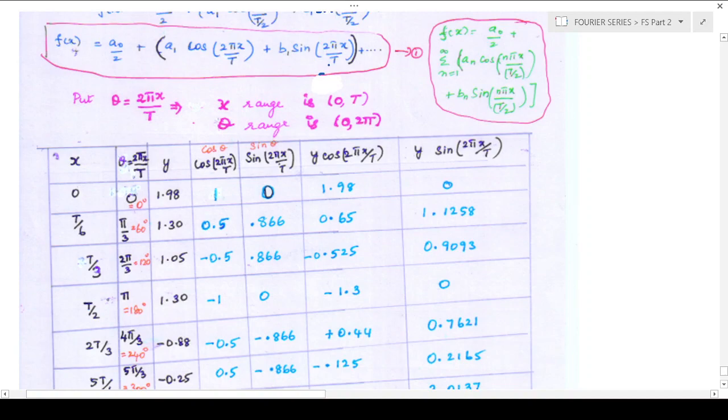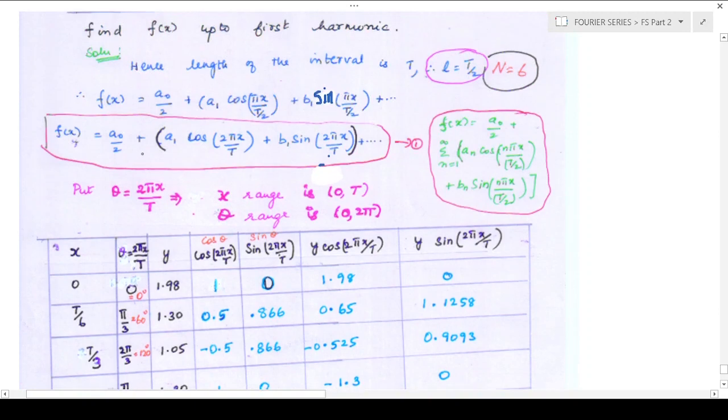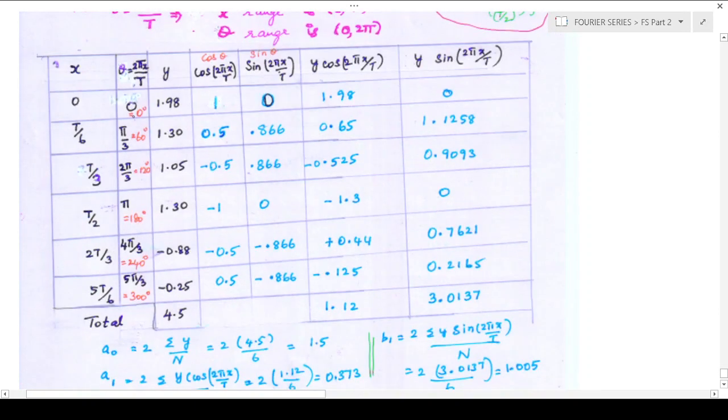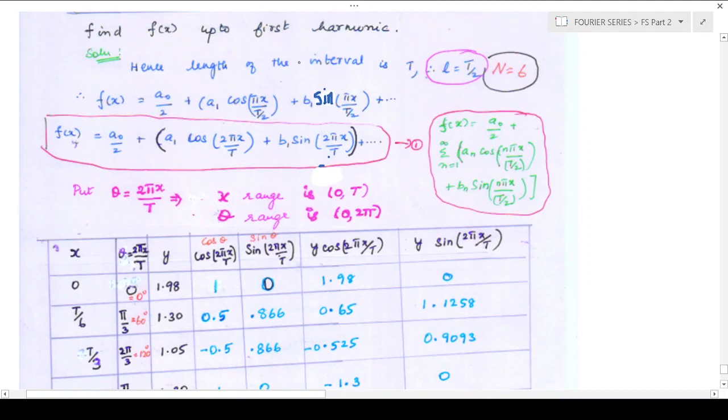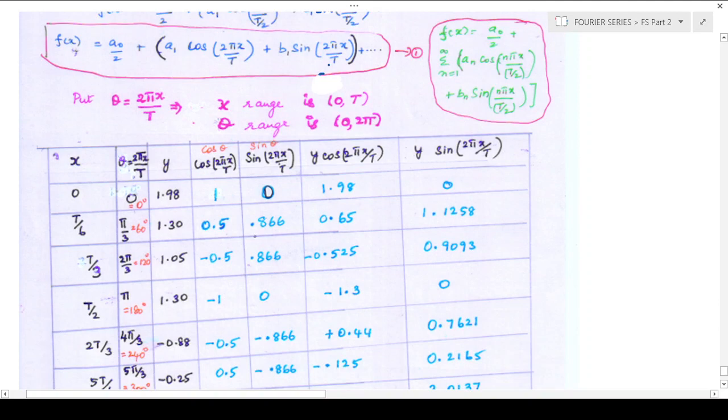Now x values we are writing. Theta is 2 pi x by t, and you'll be getting theta in radian. As I told you, the equivalent degrees you write: 0 degree, 60 degree, 120, 180 degree, 240 degree, 300 degree. What you need is the cos 2 pi x by t value. Cos 2 pi x by t is cos theta. Similarly, sin 2 pi x by t is sin theta. So you are first writing this.